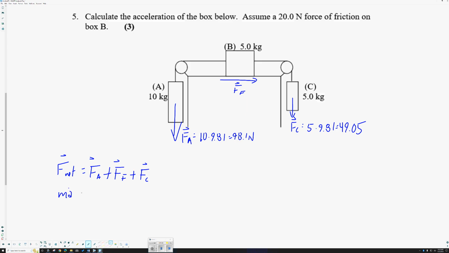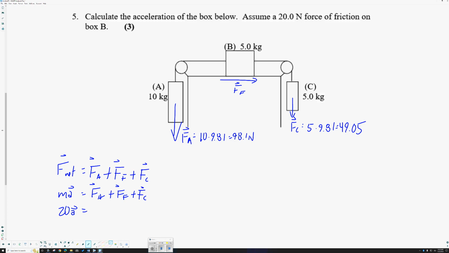MA is equal to FA plus FF plus FC. And now we sub in our numbers. The mass is the total mass because the entire system is being accelerated. So we're going to say 20 times A. Now, this is where there is some value sometimes in straightening it out.